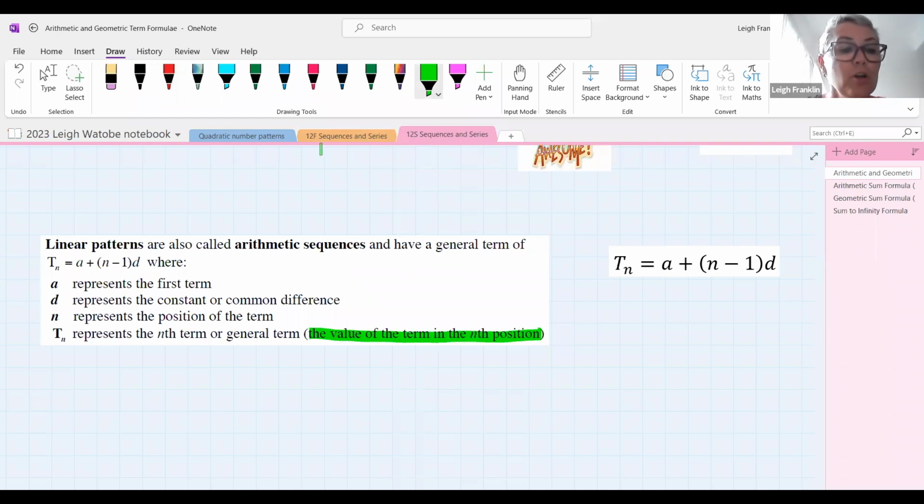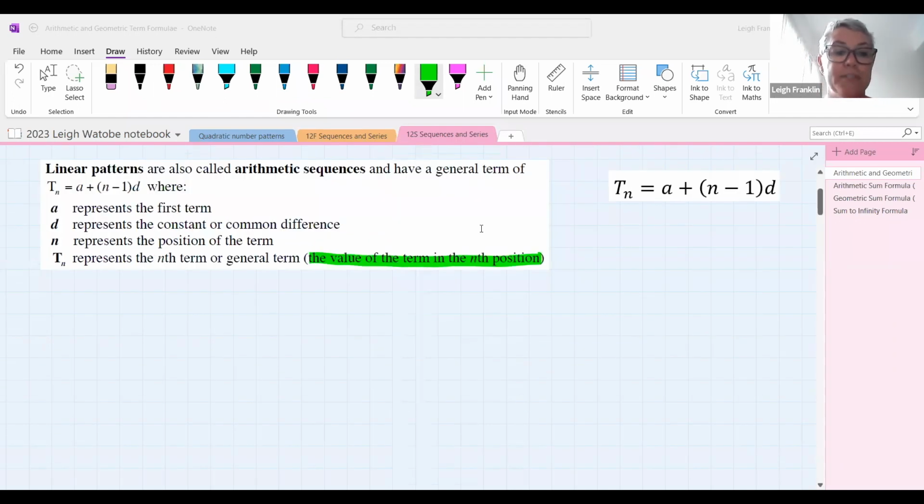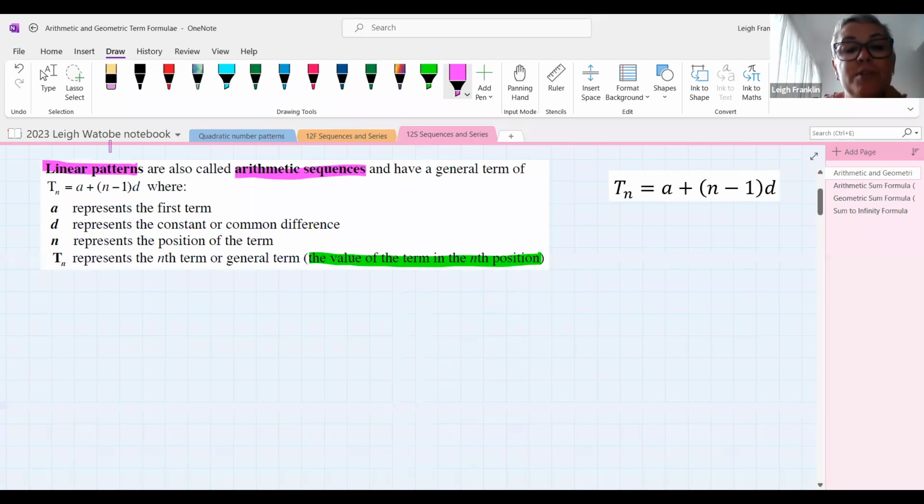Just very quickly, I just want to explain to you where this pattern comes from, and then we can have a look at some of the questions that are involved in working with this pattern. It's important to note that all linear number patterns are actually called arithmetic sequences. For some reason, we called them linear number patterns in grade 8, grade 9, grade 10. And then when we get to grade 12, for some reason, we change the name and we start calling it an arithmetic sequence instead of a linear pattern.